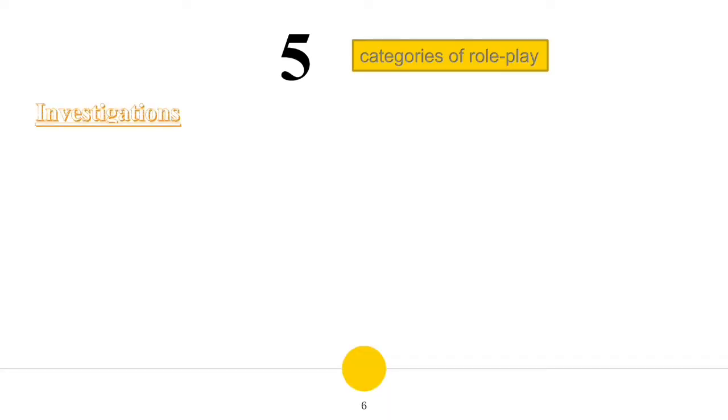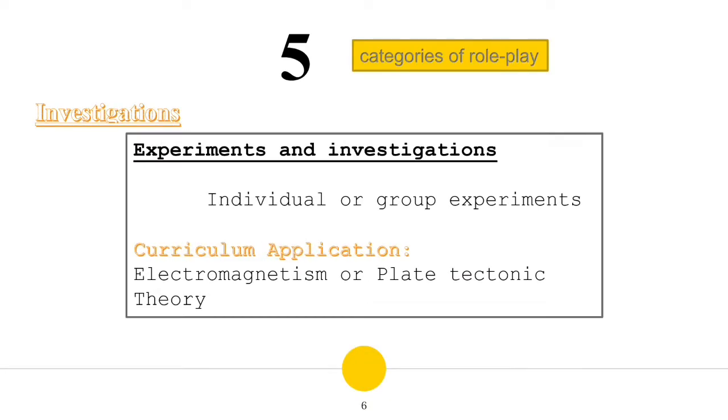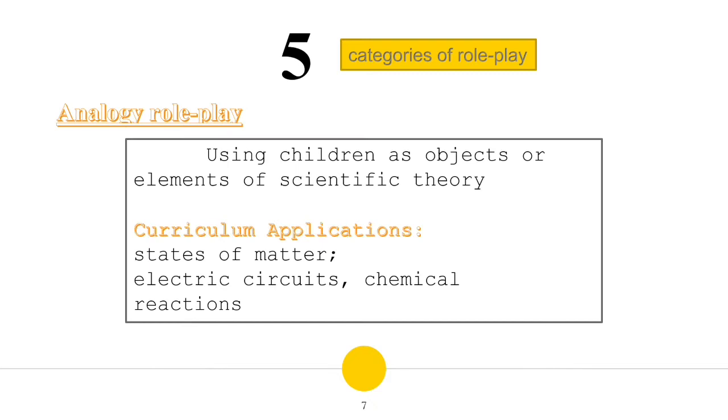The next one will be investigations. For example, experiments and investigations. It can be individual or group experiments. So the curriculum application, it can be electromagnetism topic or the plate tectonic theory topic, and anything that can be investigated and experimented on. Next is analogy role play.